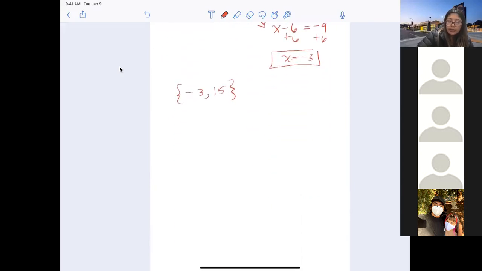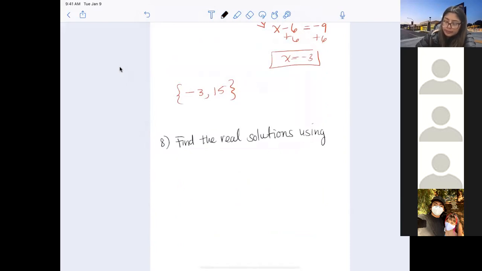So that's what we're going to do next. On question 8. Question 8 is asking you to find the real solutions using the quadratic formula.